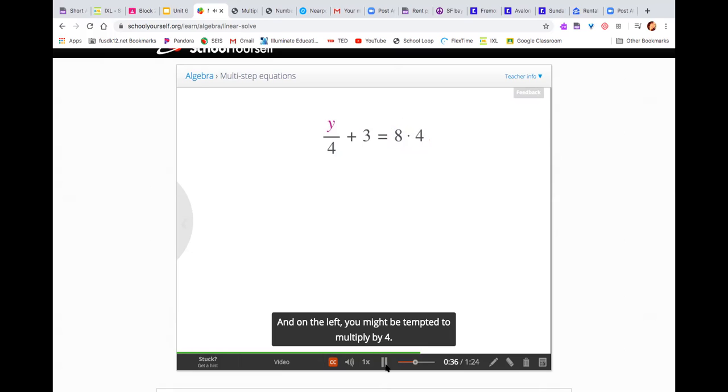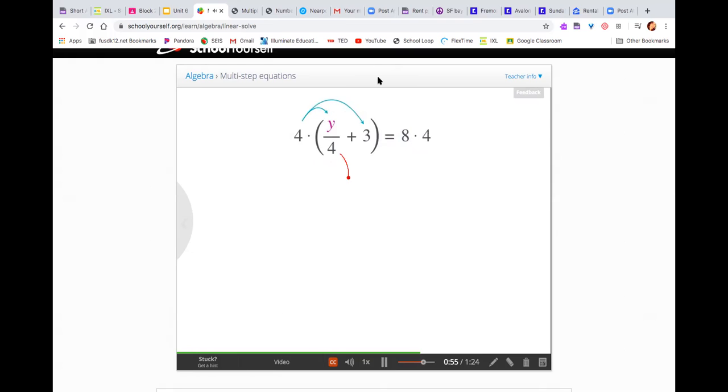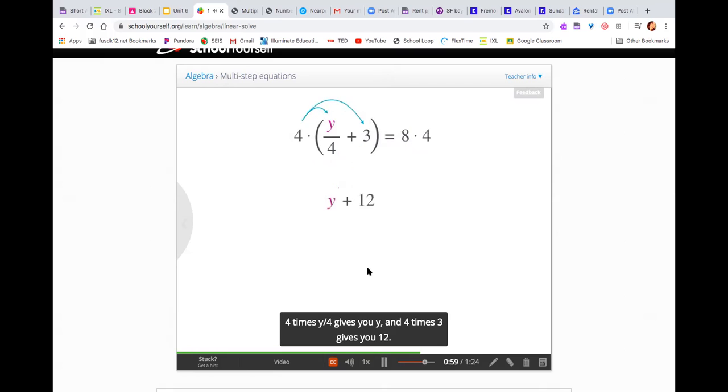And on the left, you might be tempted to multiply by 4 like this. But this expression says you're just multiplying the first term by 4, and we wanted to multiply this whole expression by 4. We can do that by putting it in parentheses. Then we can distribute the 4 onto the sum. 4 times y over 4 gives you y, and 4 times 3 equals 12. And on the right, 8 times 4 equals 32.